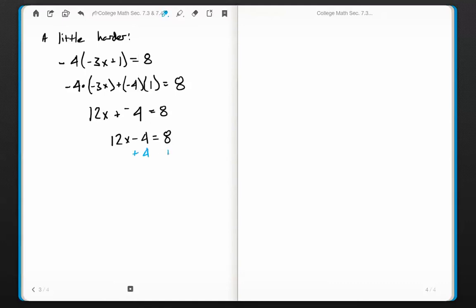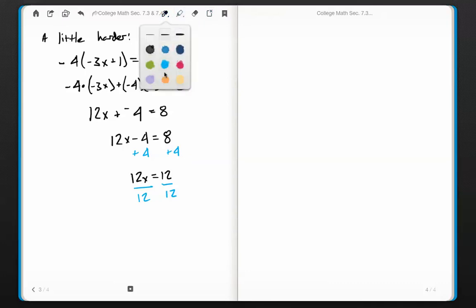Add 4 here, add 4 here. Why did I add that 4? To undo this -4. And then this becomes 12x equals 12, and we can kind of see where this one is going already. I didn't mean for these to be the same answer, but that's how it worked out. Divide both those by 12, and now we have x equals 1 again. And that's a coincidence. They don't all work out to be x equals 1, it's just these two did.